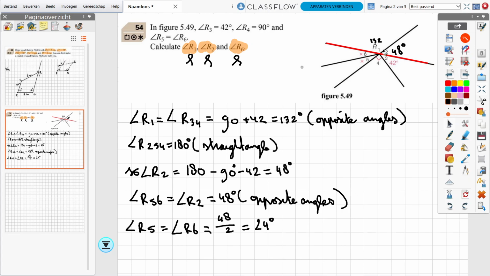Just as we saw with angle R1 as well. And it doesn't matter which one you choose, as long as you notate it correctly. Write down your intermediate steps, write down your rules, and then you get there. Okay, good luck.